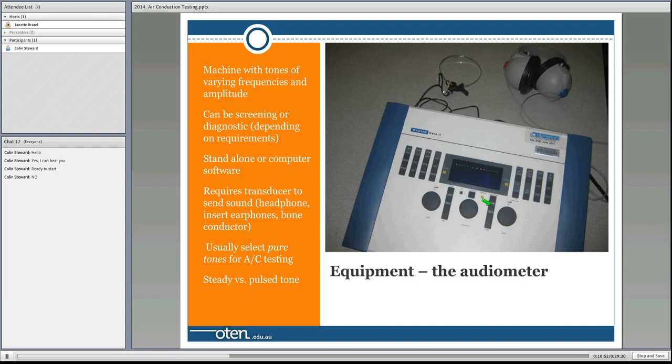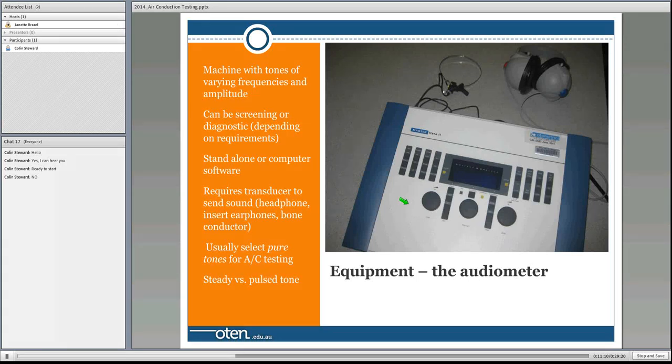You will also be able to select generally either pure tone or warble tones for your testing, and for air conduction testing we generally do use pure tones. Sometimes when testing children we'll use a warble tone. That's because it's a more interesting sound for a child.